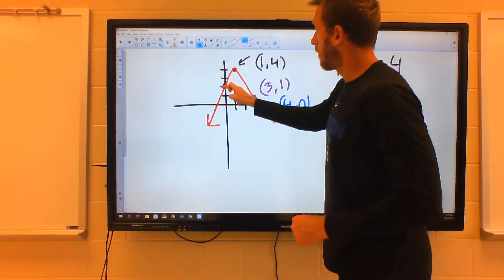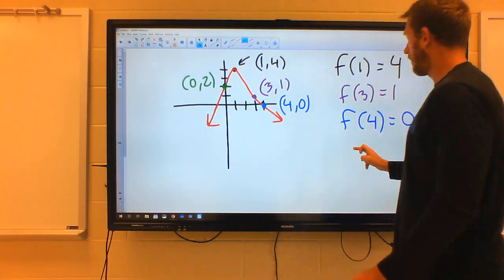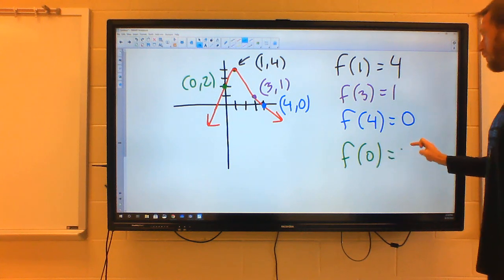Okay. This other point, 0, 2, can be written like this. F of 0 equals 2.